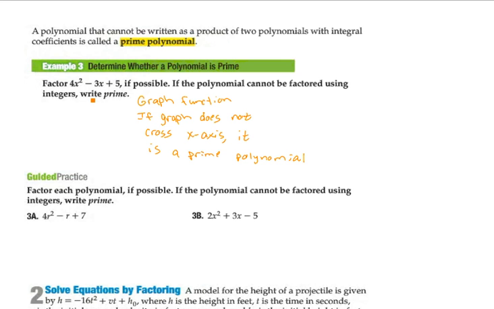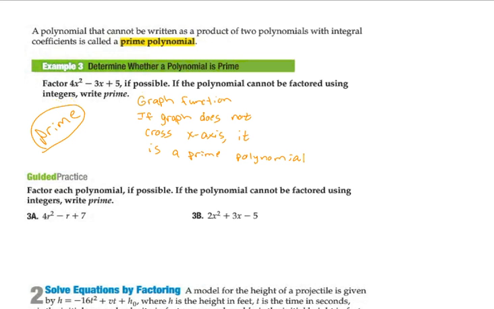Okay, so looking at this, it did not graph that or cross the x-axis. So if it can't be factored, we are going to write prime. Again, using our resources, we could double check on every single one of these to make sure that that's true, but especially when they're kind of hinting to us that it's prime, we're going to go ahead and do that.